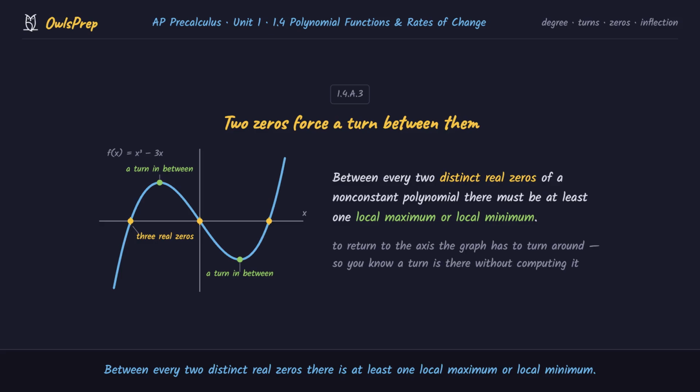The next characteristic lets you conclude something without computing anything. Between every two distinct real zeros of a non-constant polynomial function, there must be at least one input value giving a local maximum or a local minimum. Look at our cubic. It has 3 real zeros. Between the first two, the graph leaves the axis and has to come back to it. And the only way to do that is to turn around, which it does at the local maximum. Between the second and third zeros, the same argument gives the local minimum. So two distinct zeros guarantee at least one turn in between every time.